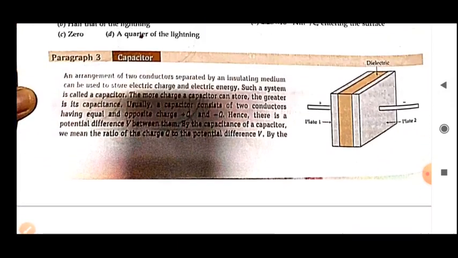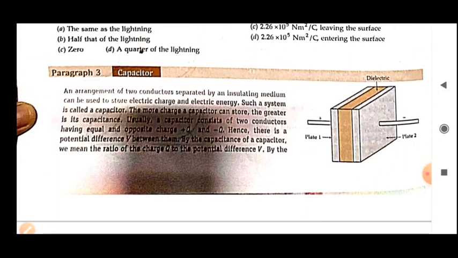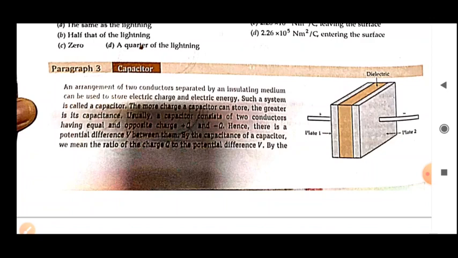Now students, let's see the next case. The next case study that we have is for the capacitor. The case given is: an arrangement of two conductors separated by an insulating medium can be used to store electric charge and electric energy. Such a system is called a capacitor. The more charge a capacitor can store, the greater its capacitance.